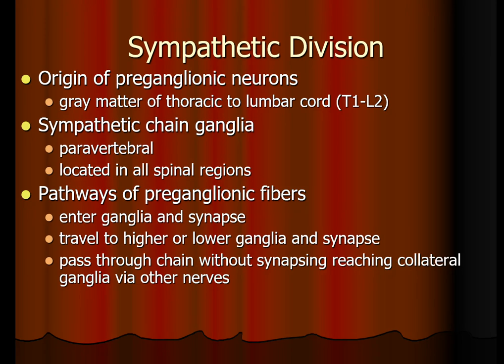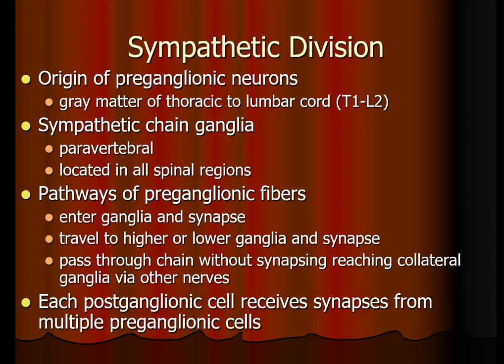The third option is it can get off, pass right through the chain ganglion without synapsing, and travel to a different ganglion somewhere else. They'll call it collateral ganglia. Okay? Oftentimes this happens in the lower aspect of the body, and they'll ride on what are called the splanchnic nerves to different areas. The third one there isn't as important to us. Coming in, synapsing, going right back out is a very common one, as is going up or down in the chain ganglia and synapsing, and then following those nerves out.